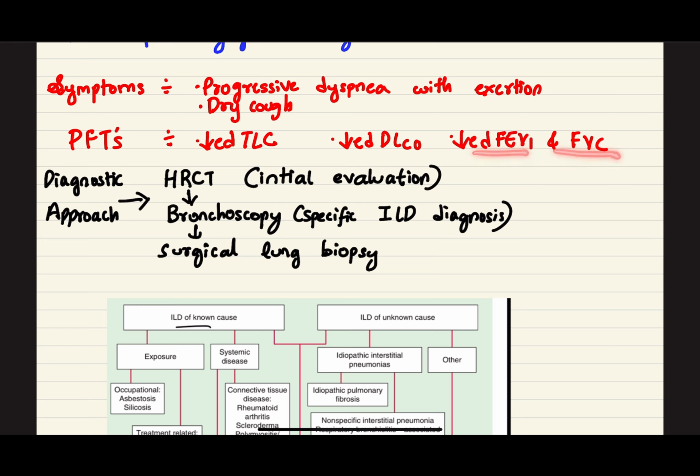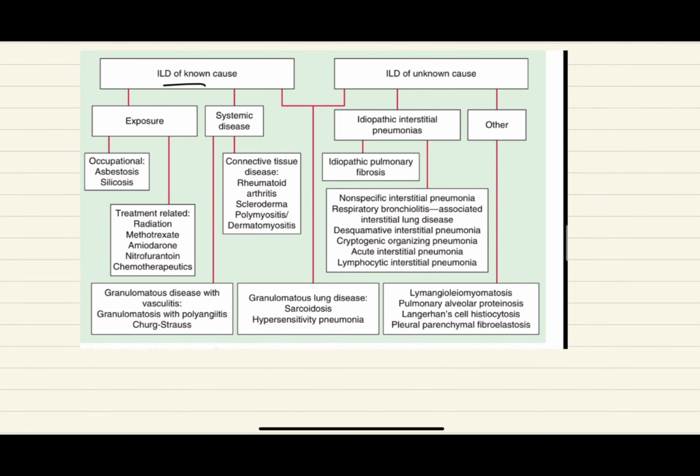The diagnostic approach always starts with HRCT, which is high resolution CT. It's like a super detailed x-ray of your lungs. If needed, you have to do bronchoscopy for specific ILD diagnosis or even surgical lung biopsy. Then ILD is classified into known cause and unknown cause. In known cause, it is related to exposure and systemic disease. And in unknown cause, there are idiopathic interstitial pneumonias and other causes.